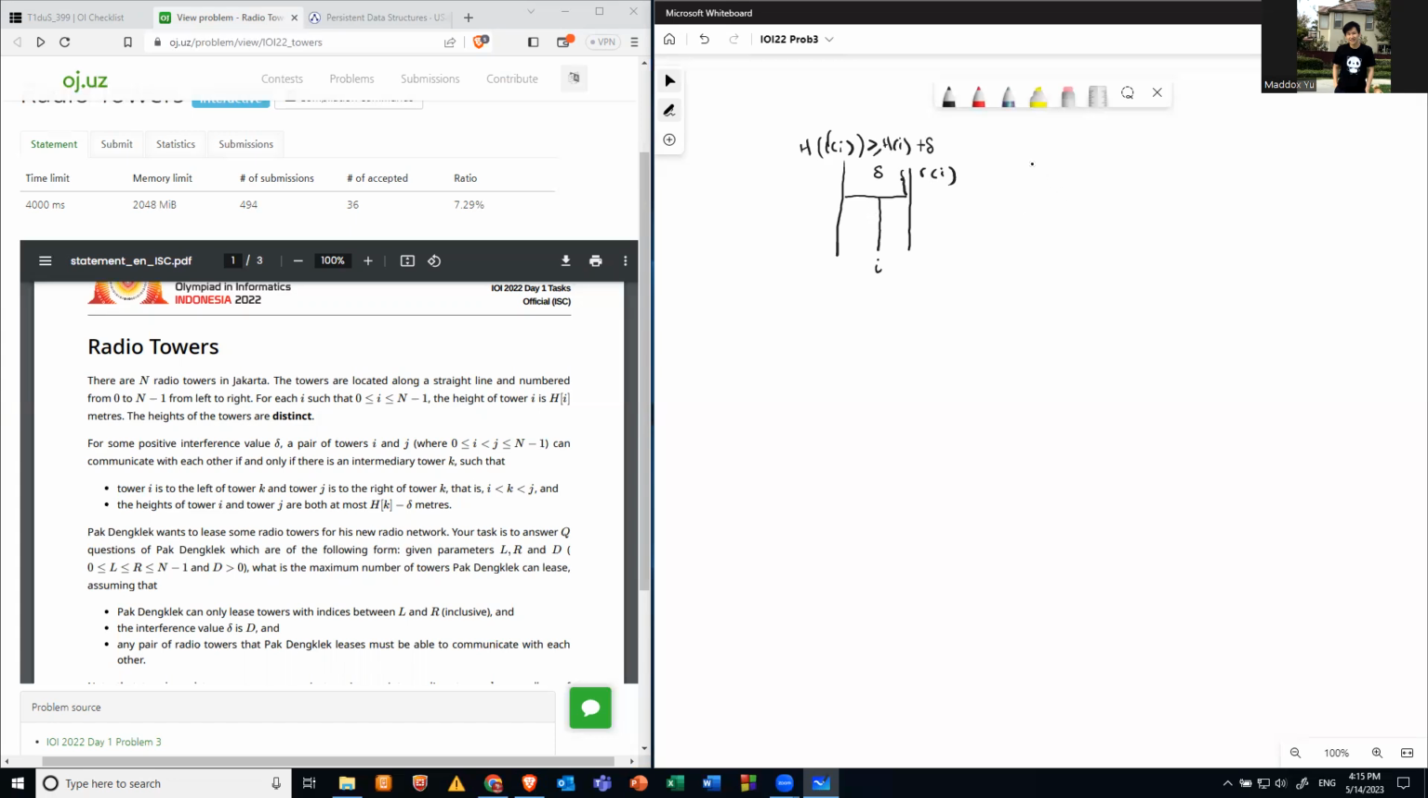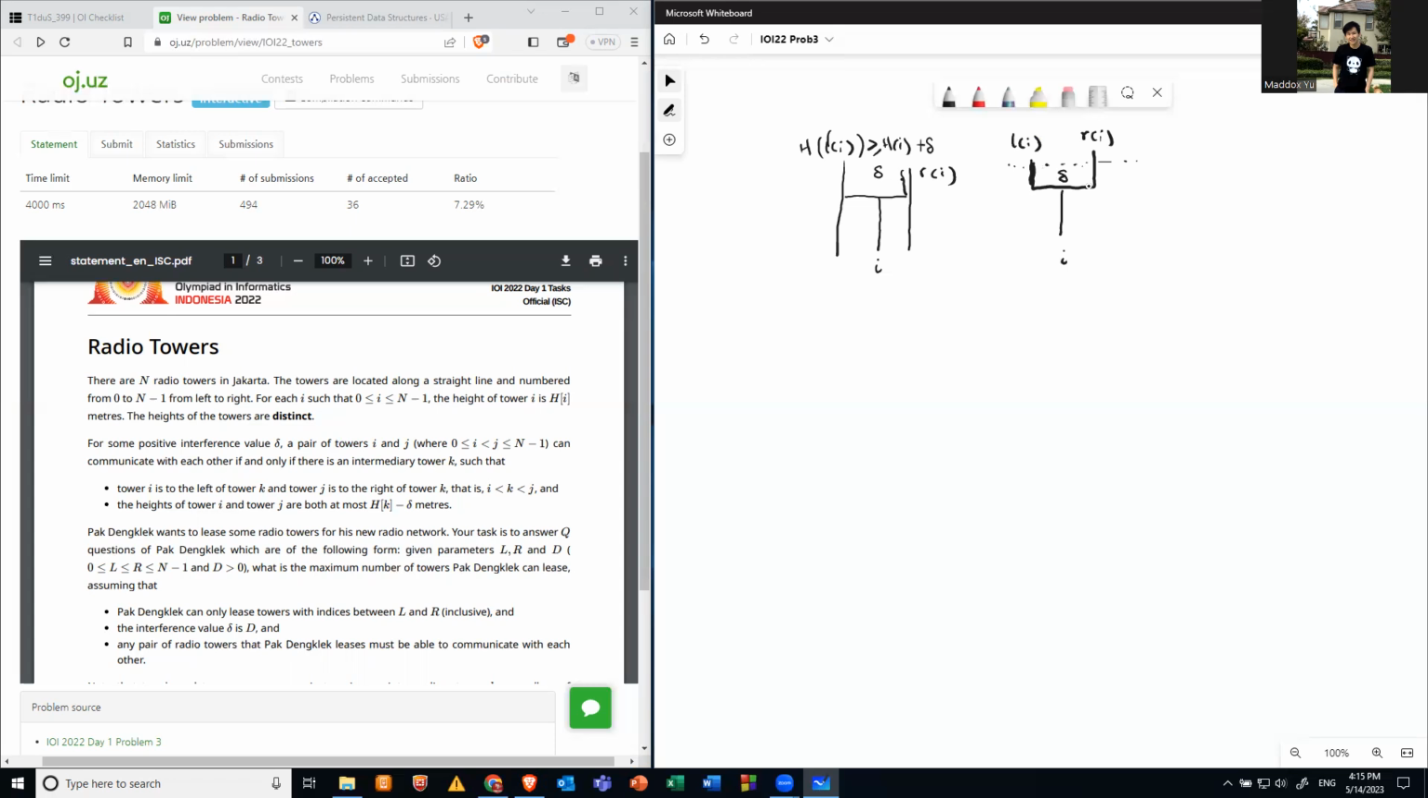So to simplify the drawing, I'm going to say that for each tower I, I will have left of I and right of I, which are to the left and to the right, the closest to I, where the height is at least delta higher. So for each one of them, I can define this left and the right.